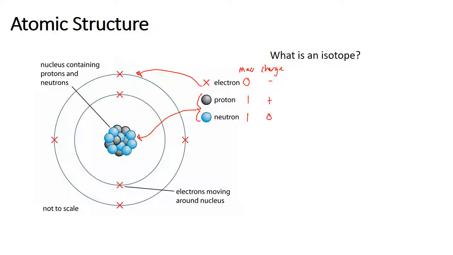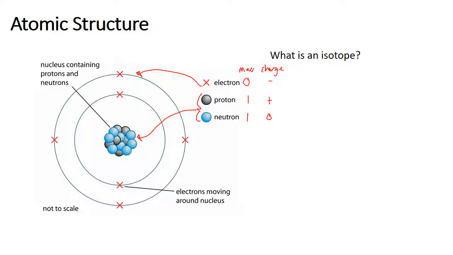Now, every element in the periodic table is named based on its number of protons. So carbon has a certain number of protons and that's what makes it carbon. Hydrogen has a completely different number of protons and that's what makes it hydrogen. Now, an isotope has the same number of protons as any other atom of that element. So for example, all the isotopes of carbon all have the same number of protons.